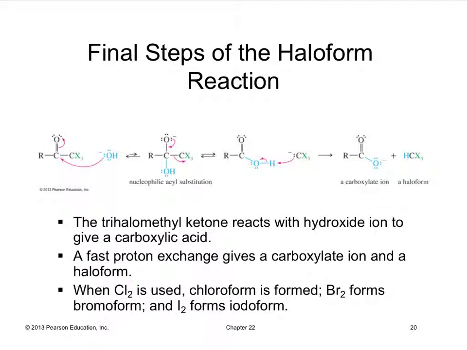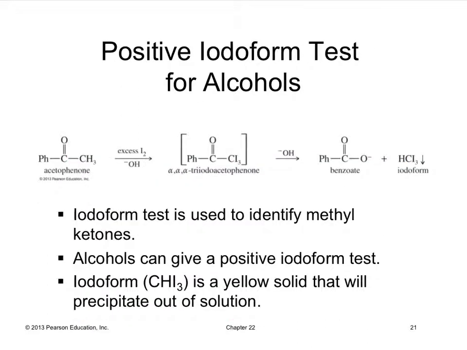When you use Cl2, chloroform is formed, Br2, bromoform is formed, and I2, iodoform is formed. So if we look at the iodoform reaction, here's acetophenone in the presence of excess I2 and base. This will form the triiodoacetophenone, and then under the base, it'll form the benzoate and the iodoform. Alcohols can give positive iodoform tests, so that's why it can be used for alcohols. But in this case, it's been used to identify methyl ketones. And iodoform itself is a yellow solid that will precipitate out of solution.